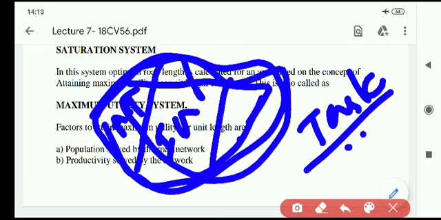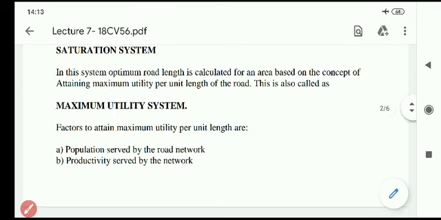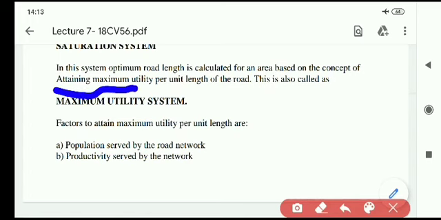So in order to fix a very good plan, different proposals are chosen. Under those different proposals, the best proposal is finalized. So how is it finalized? With the help of maximum utility per unit length of the road.